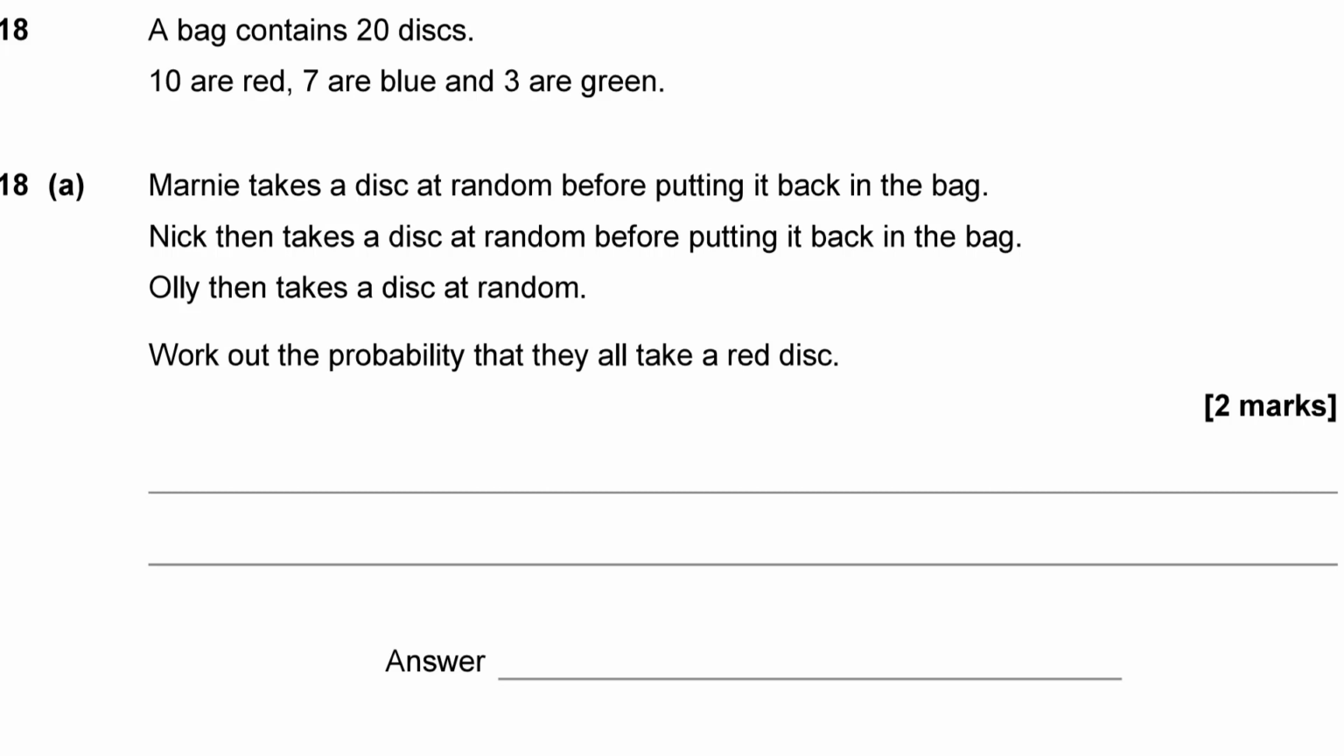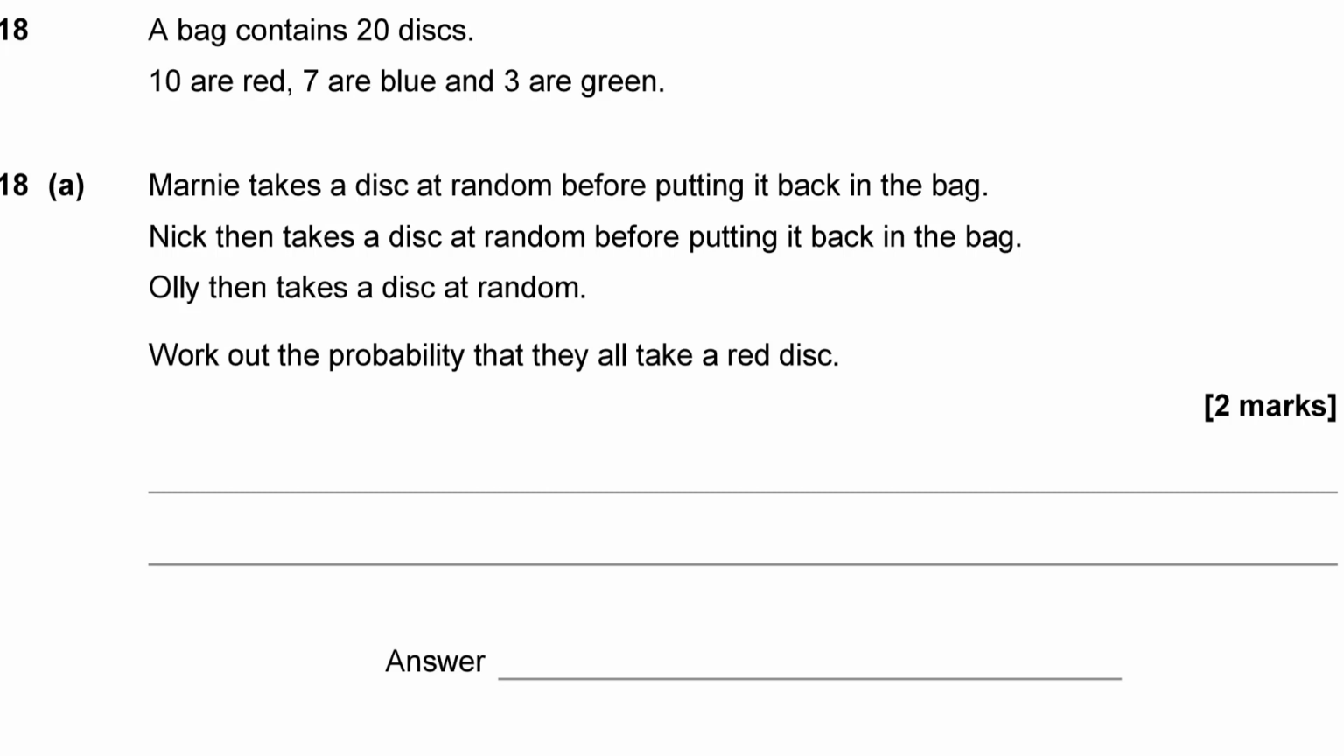Okay, so we've got selection with replacement here, which means the probabilities stay the same all the way through. It's independent probability, isn't it? It's not dependent, where the number of discs decreases through each selection, because we're always putting the disc back in on all of the selections, aren't we? So on every selection, there's always going to be 10 red, 7 blue, and 3 green.